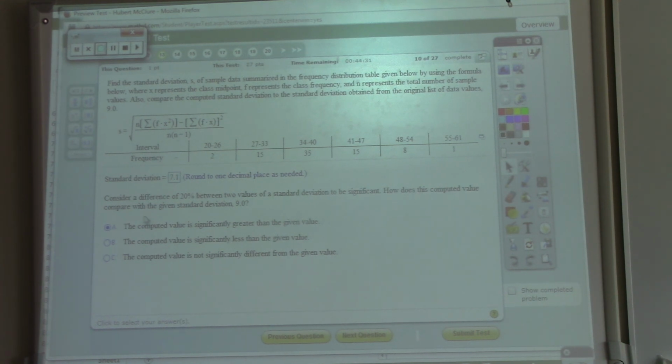Because it says, consider a difference of 20% between two values of a standard deviation to be significant. How does this computed value compare with the given standard?